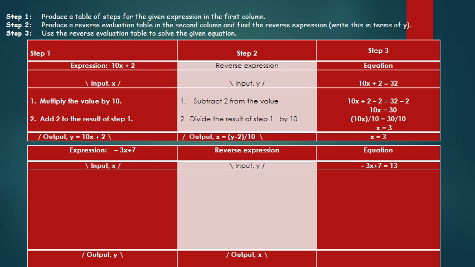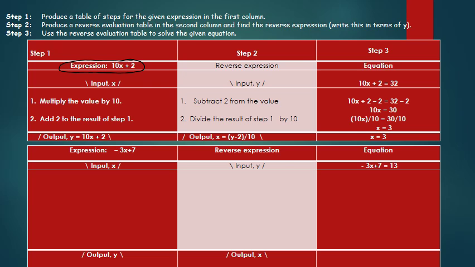We will be using reverse evaluation machines to actually solve these equations that we have. In the past, we'd been using them to create the expressions, but now we're moving to the next stage of actually figuring out what our output is for a given value of x or given value of input. So let's look at step 1 at the top table, and notice they give us an expression of 10x plus 2. So this is an example of what we're going to be doing.